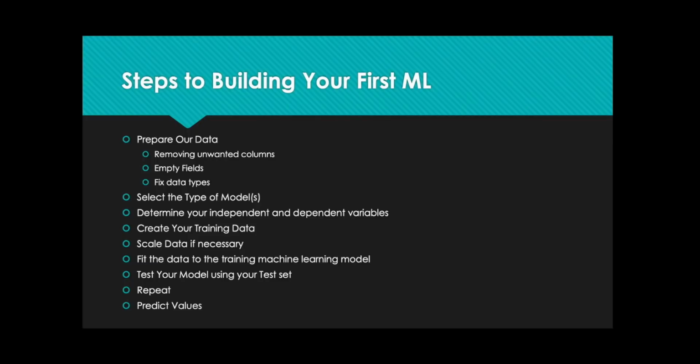Then the next thing we're going to do is select the type of model that we want to use. So if I'm doing, like I said, a regression model, then I want to look at different types of regression algorithms. If I'm going to be using some kind of a classification model, then I want to look at classification models.